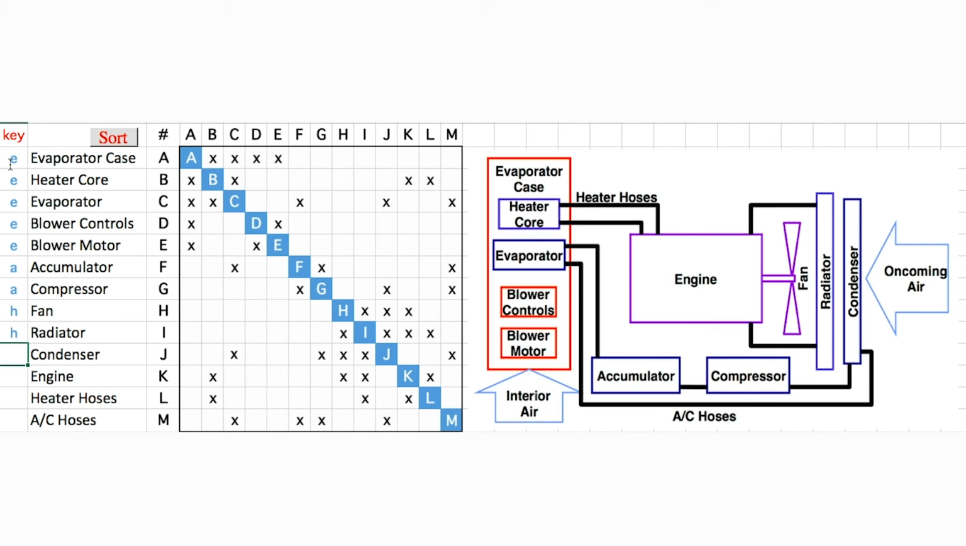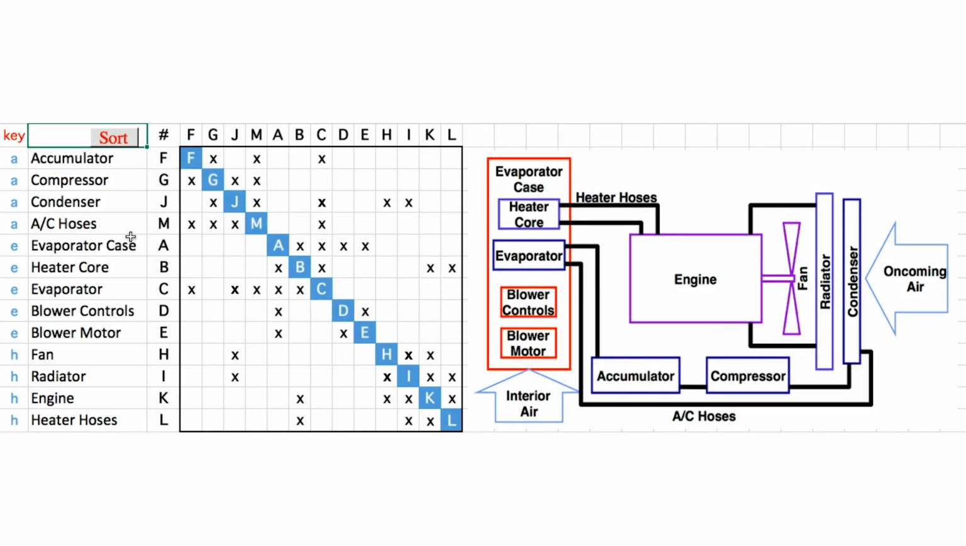Condenser's part of the air conditioning. The engine provides the heat for the heating system. The heater hose is part of the heating. Air conditioning hose is part of air conditioning. So let's see, what does that system architecture look like? What I'll do is I'll hit the sort button, and this will run the macro that sorts the rows and columns according to the alphabetical order of that key in the first column.